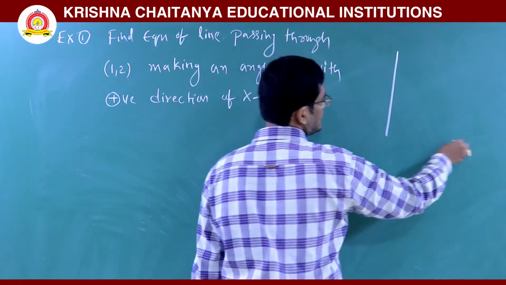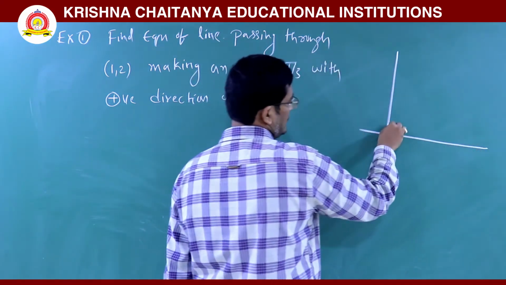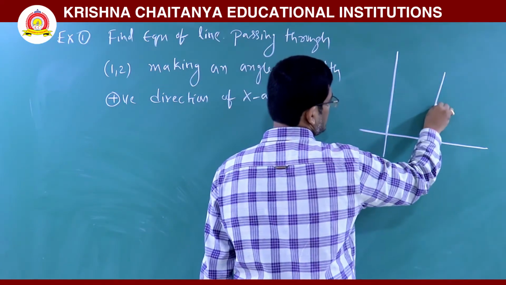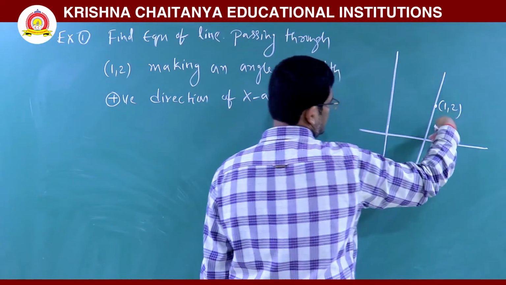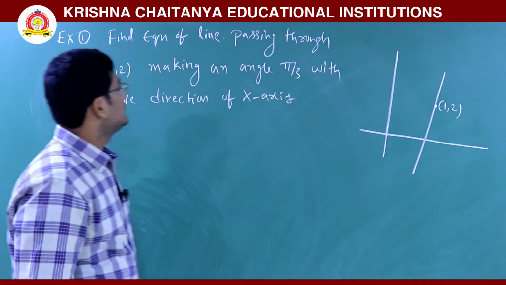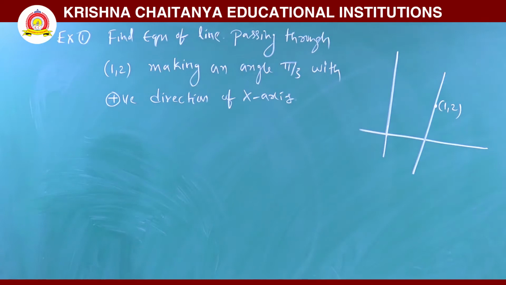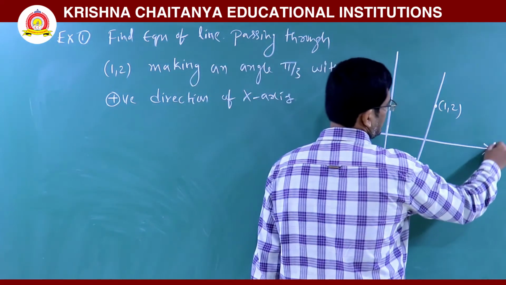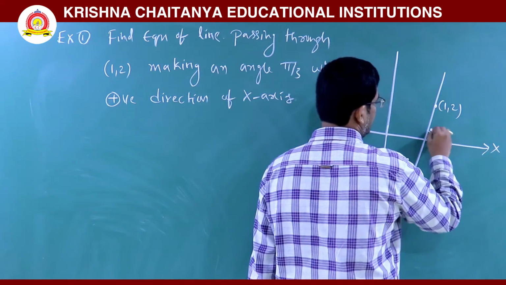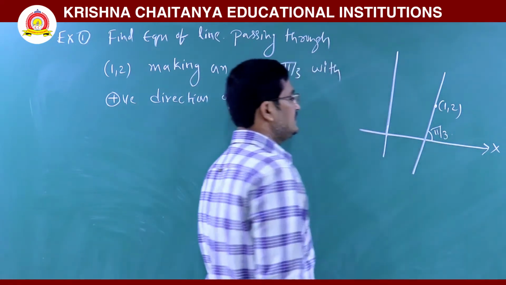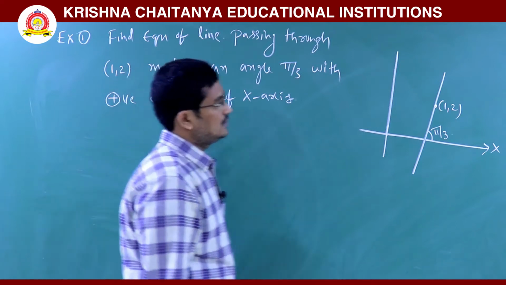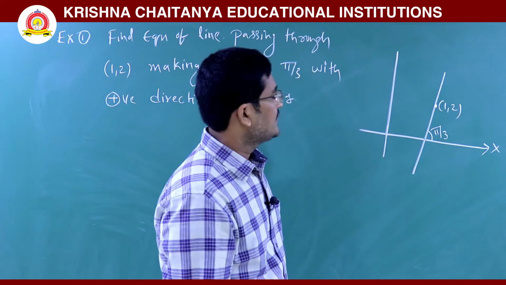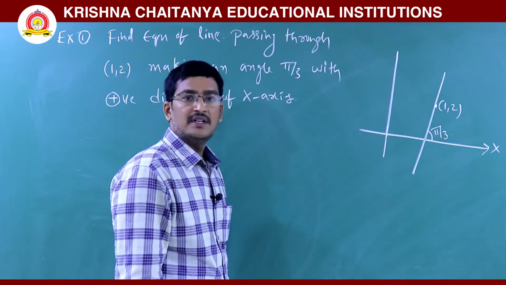So, this is our coordinate system. Now, the required line is passing through (1, 2). Suppose this is the point (1, 2), and this is the required line. Given that the line passes through (1, 2), making an angle pi by 3 with the positive direction of x axis, we have to find the equation of this line. It is clear the line is passing through (1, 2).